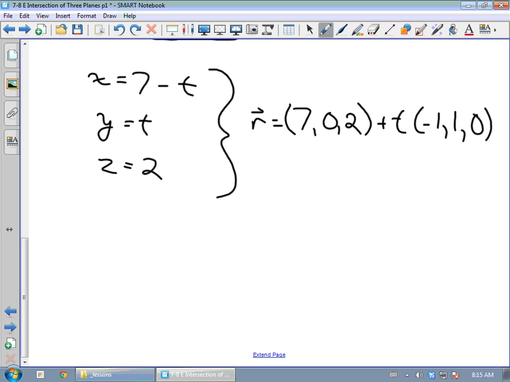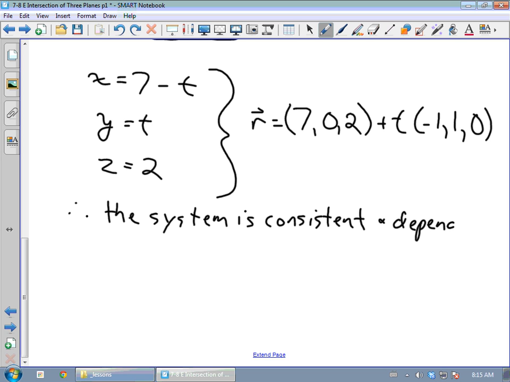Okay. So we can sum all this up. The system is consistent because we found a solution, dependent because we found infinitely many solutions, and we've got our line of intersection up there. So we are done.